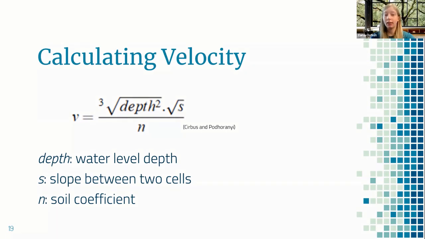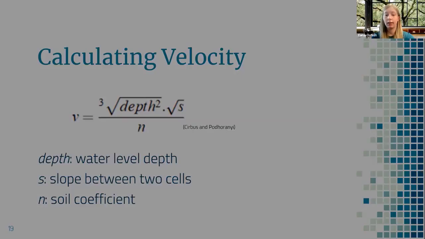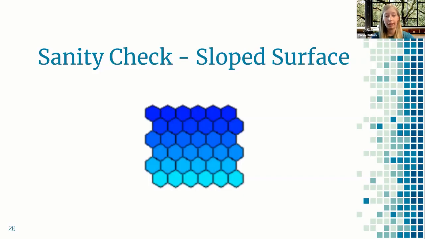So I created some simple surfaces to test the update rule of the modified simulator. And darker blues represent more water. And so first, I created a sloped surface with a lower elevation towards the top of the grid in this case. And so, as expected, water flowed towards the bottom of the grid and accumulated in the top here.